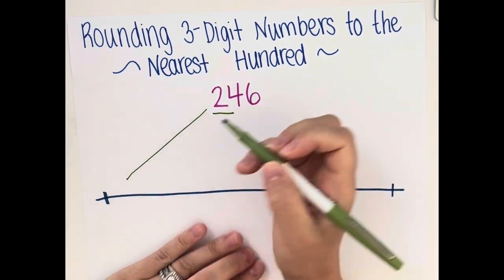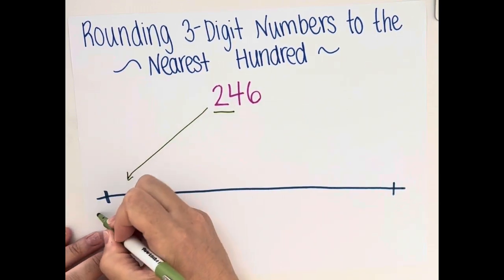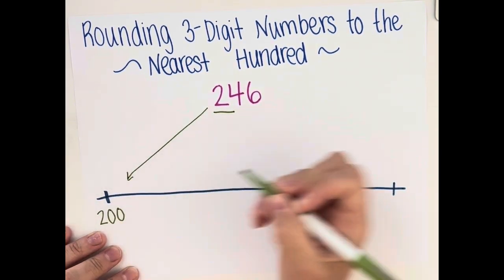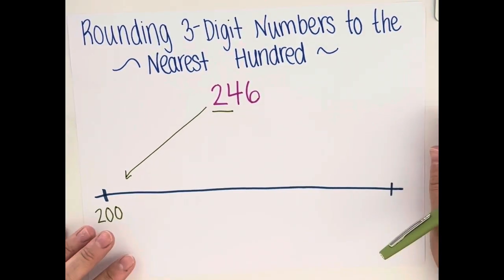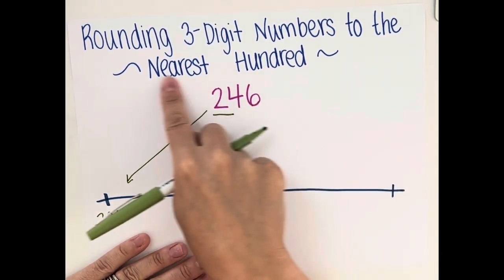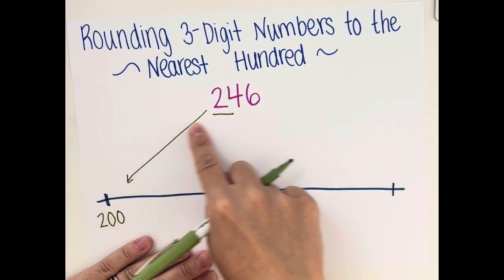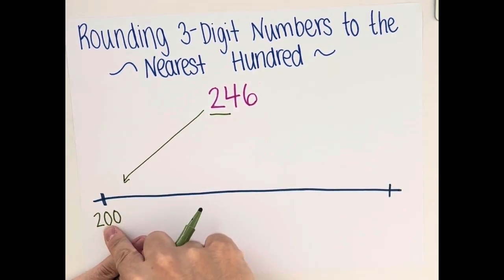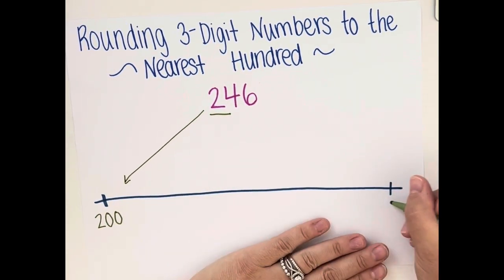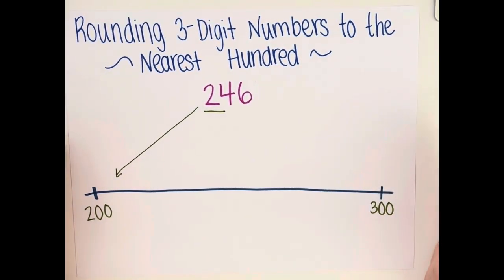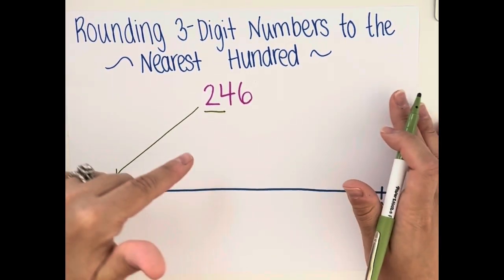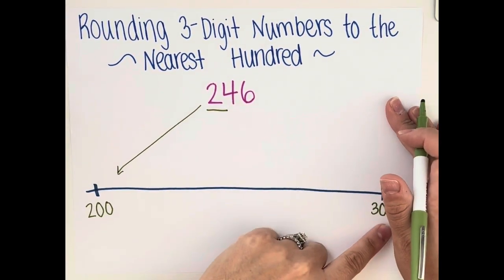That means my first 100 is going to be 200 because the value of the 2 in the hundreds place is 200. And again, since this is rounding to the nearest 100, we are going to make a jump of 100. So 200 plus 100 gives us 300. So now our two possible answers when rounding 246 to the nearest 100 is either going to be 200 or 300.